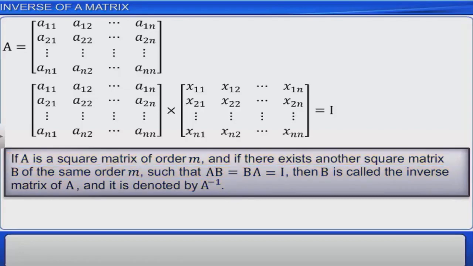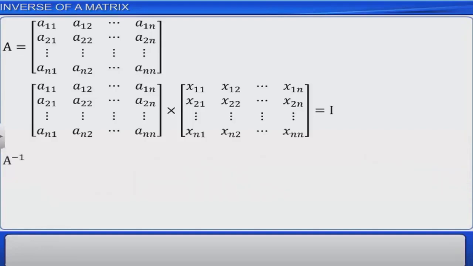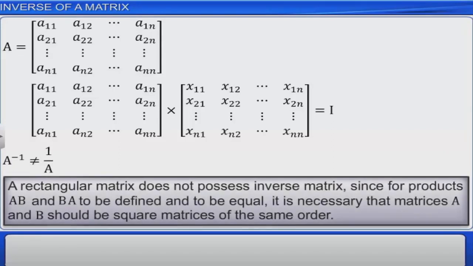We have to be careful with notation used for the inverse of a matrix. The inverse of a matrix A does not mean that it is 1 divided by matrix A. It should be noted that a rectangular matrix does not have an inverse matrix, since for products AB and BA to be defined and to be equal, it is necessary that matrices A and B should be square matrices of the same order.